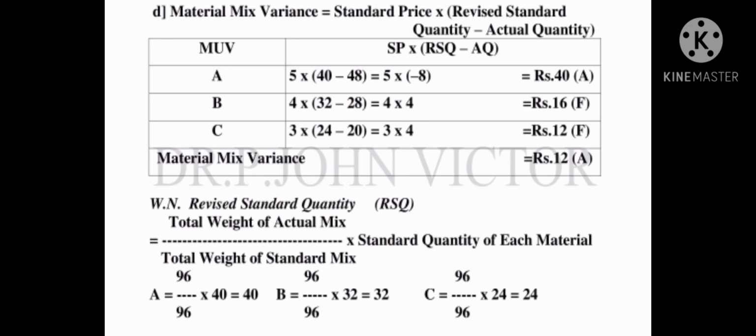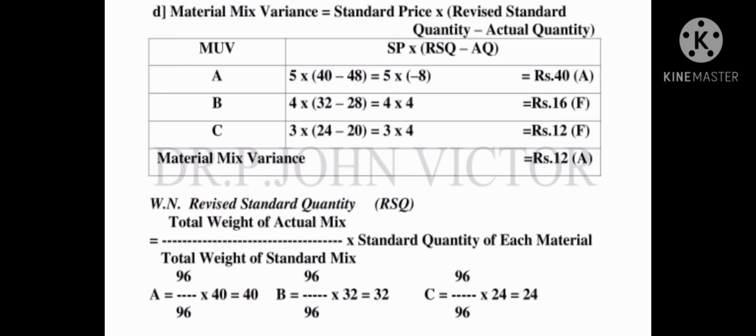So that is 40 minus 48, the actual quantity. The minus value means the higher value, so 5 into 8, 40, is an adverse value. Then 4 into 4: 4 is the standard price of B, 32 is the revised standard quantity we calculated, minus 28, the actual quantity. Now 32 minus 28 is 4. That means it is a favor value. So 4 into 4, 16 rupees.